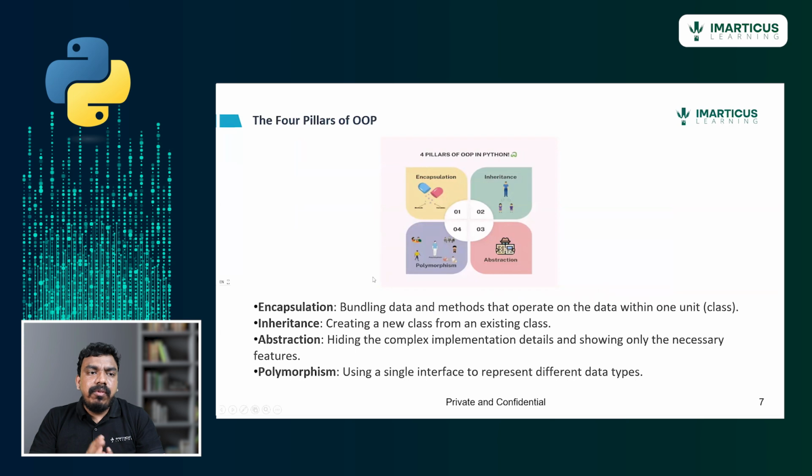So basically we have four pillars of OOPS, object oriented programming. The first thing is encapsulation, and next we talk about inheritance, and we have polymorphism, and we have abstraction. So what is encapsulation and how can we use it? Encapsulation is nothing but binding the data and methods that operate on the data within one unit. That is nothing but a class.